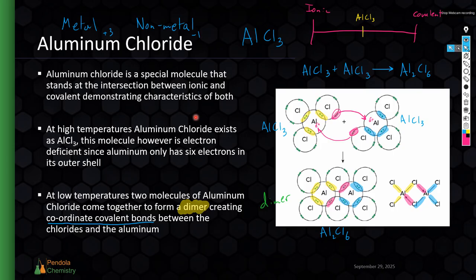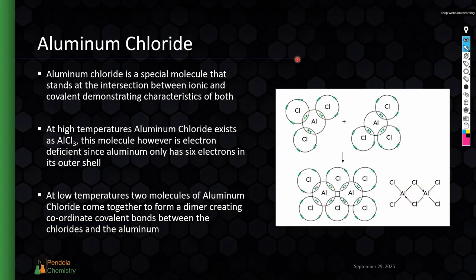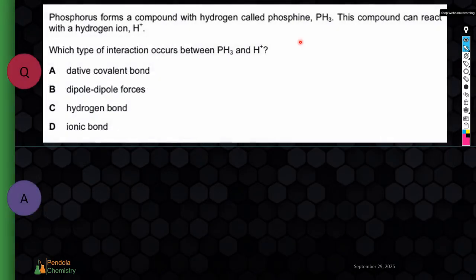So let's look at a paper 1 question that relates not to aluminum chloride, but to this whole topic in general of bonding. Here we have phosphorus forms a compound with hydrogen called phosphine, PH3. This compound can react with a hydrogen ion, H+. Which type of interaction occurs between PH3 and H+?